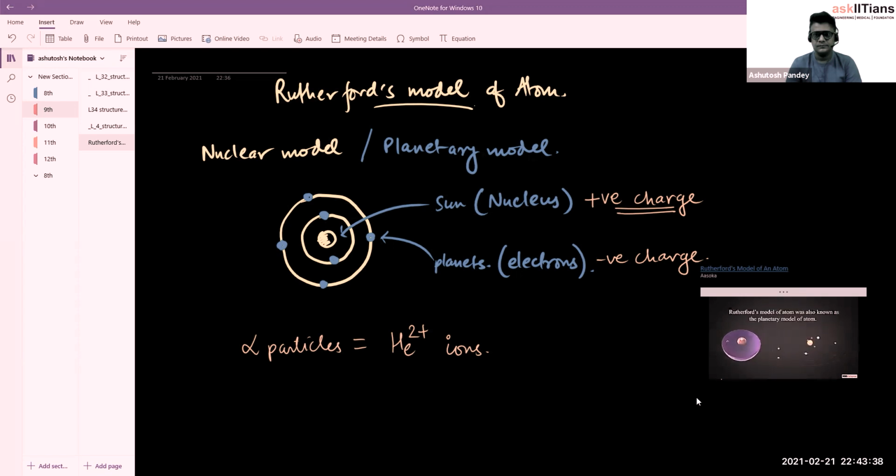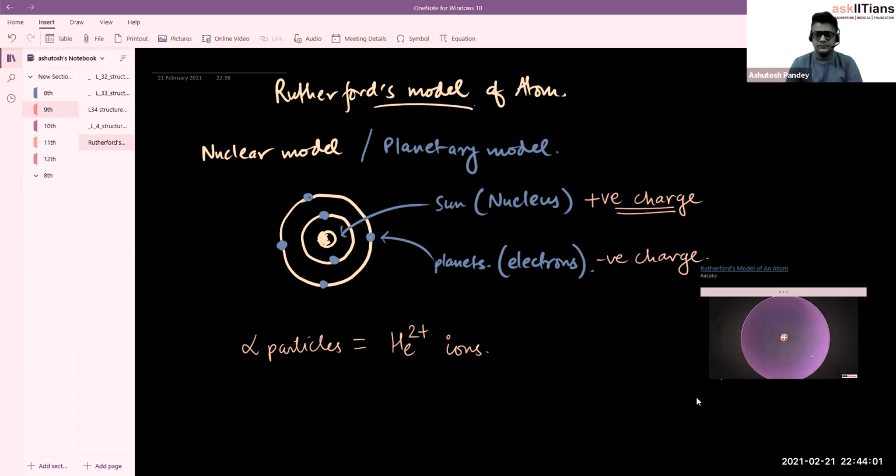This model was also known as the planetary model, as the nucleus of the atom can be compared to a miniature sun, and electrons revolving around the nucleus can be compared to the planets revolving around the sun. But this model did not get much acceptance, as it said that the electron keeps revolving around the nucleus.